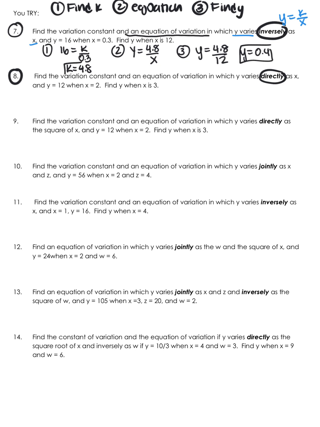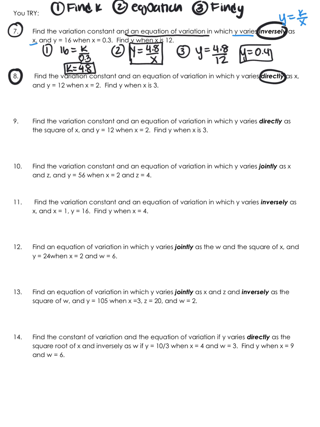So you should have 3 things here: k, the equation, and y equals 0.4. Make sure you have all 3 of those things. K, the equation, and y equals 0.4. Any questions about number 7?